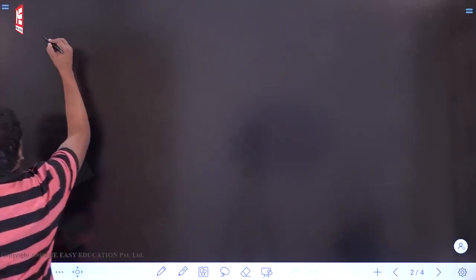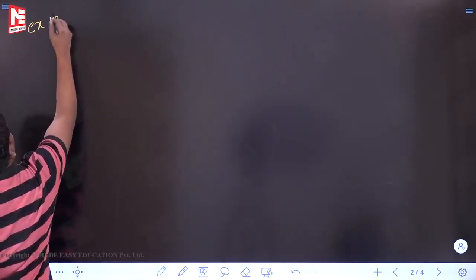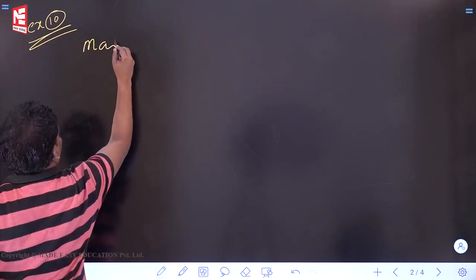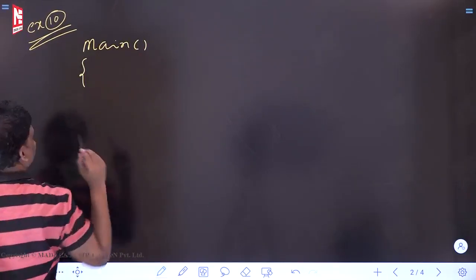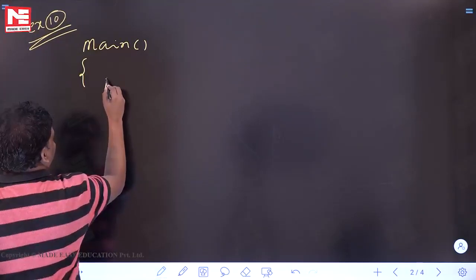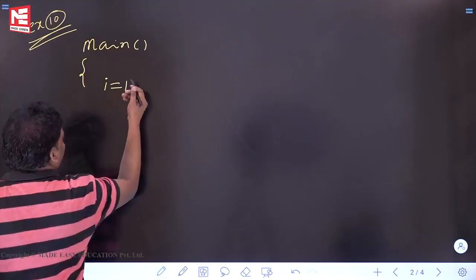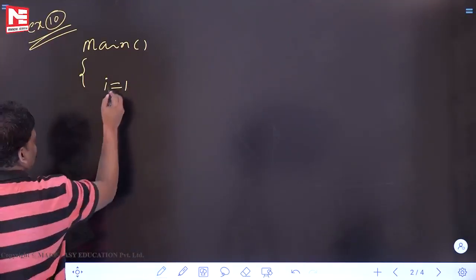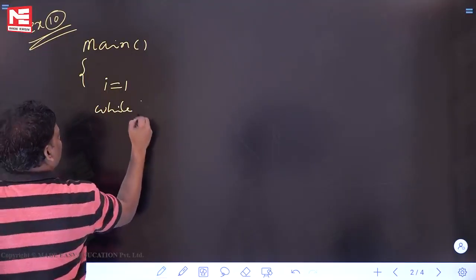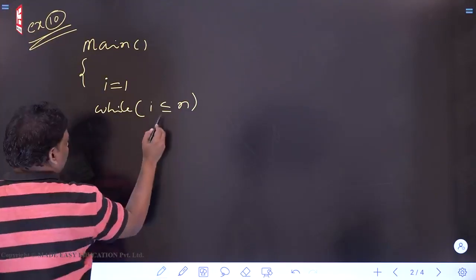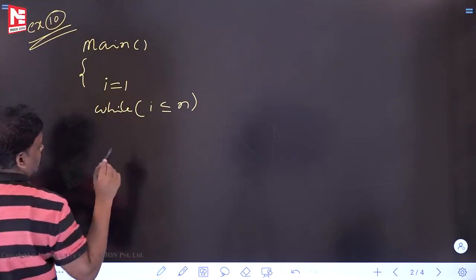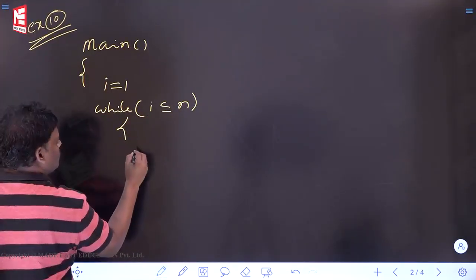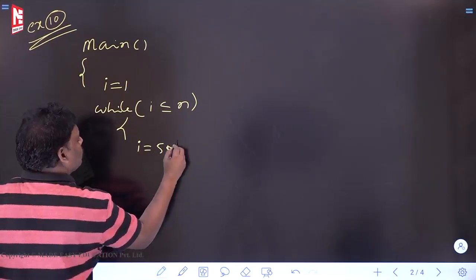Let's see one more problem. Next problem, see this. I is equal to 1. Any number is fine; if you give 10, also the same answer, because it differs by only a constant, so no need to bother that much. I is equal to 1. While I less than or equal to n, equal there or equal not there, don't think that much. Plus or minus 1, don't concentrate. Next one, while I less than or equal to n, see the answer: I is equal to 5 into I.